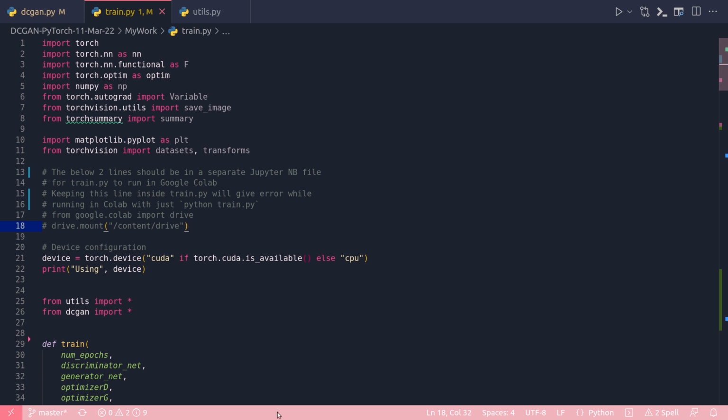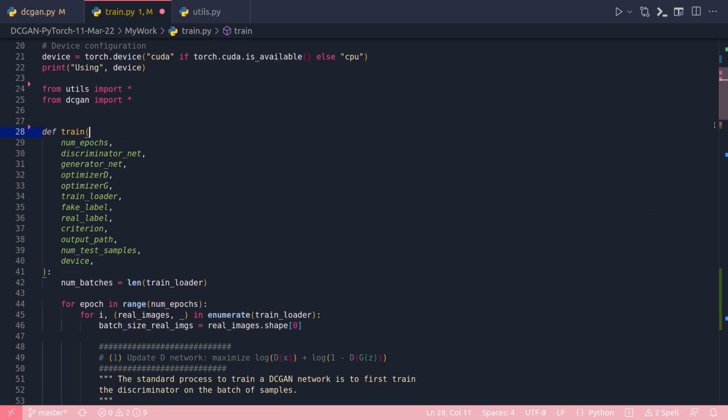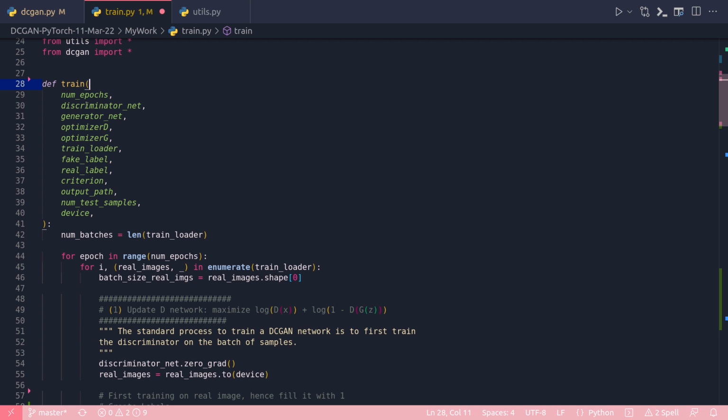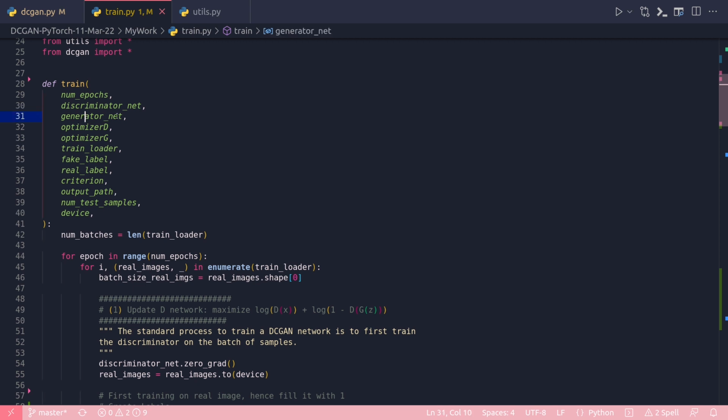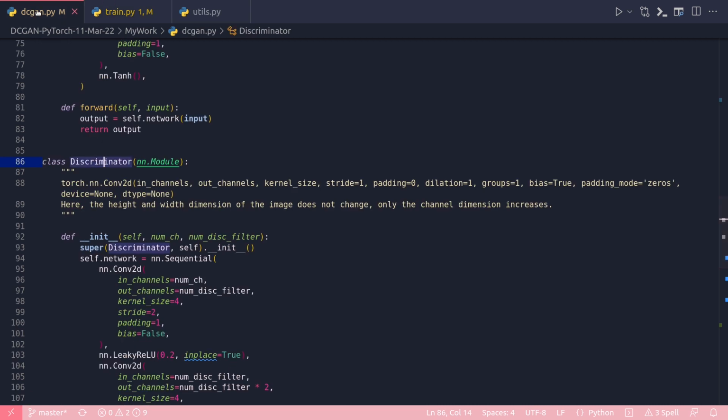And now I'm back in my VS Code. First, the initial imports are all the usual ones. I'm also defining the device to use GPU if available, else CPU. And in these two lines, I'm importing all the classes from my other two files, that is DCGAN.py and utils.py. And here is the main method in this file, the train method. The train method takes all these arguments: number of epochs, discriminator net, which will be the object created from the discriminator class, and similarly generator net, coming from the classes in this file.